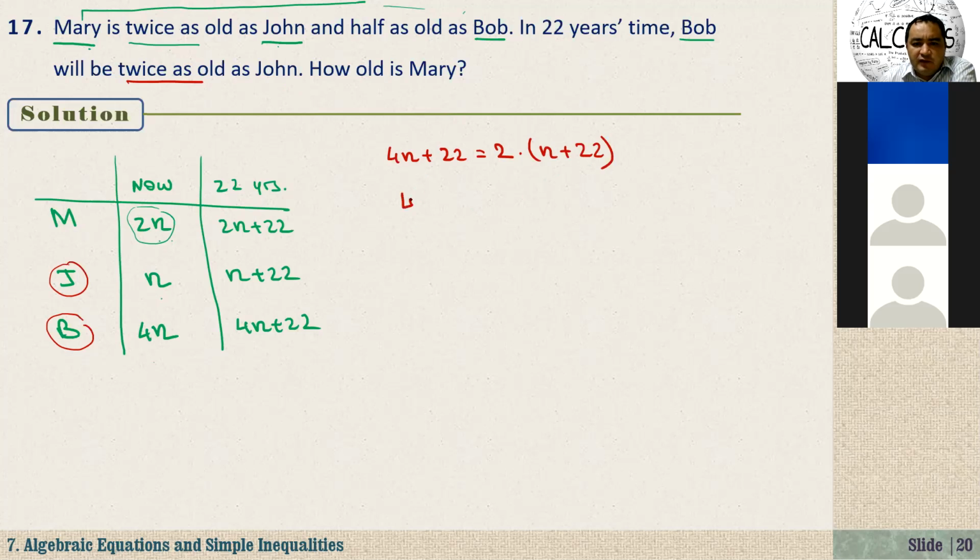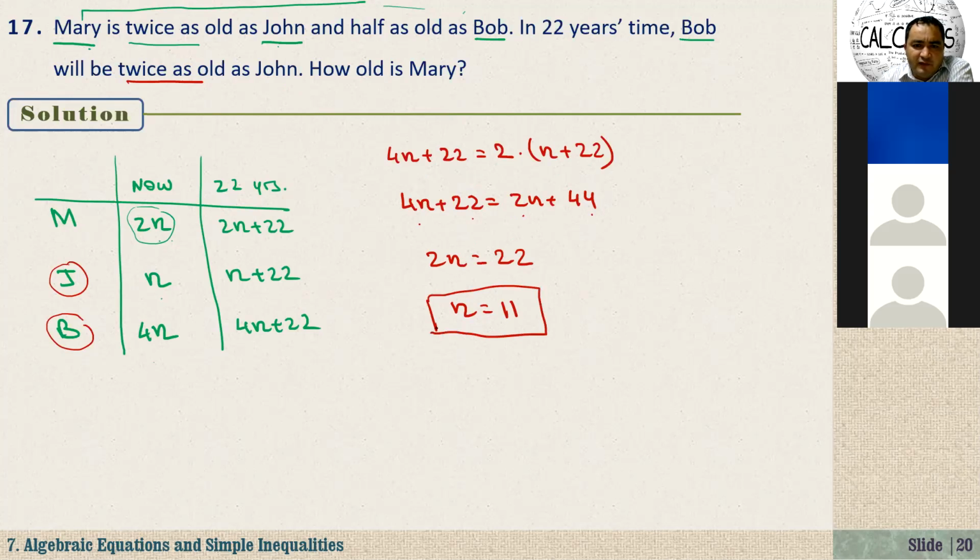So from here, we have 4n plus 22 equals 2n plus 44. And if you take 2n to the left-hand side, 4n minus 2n, that's equal to 2n. Take 22 to the right-hand side, 44 minus 22, that is 22. What is n? n equals 11. That is the value of n.